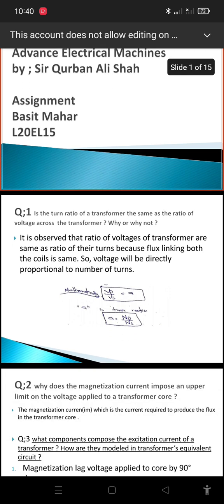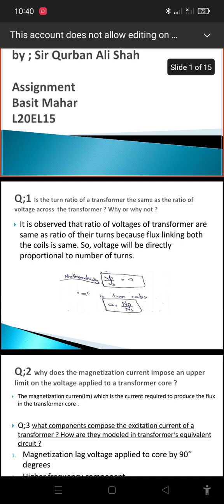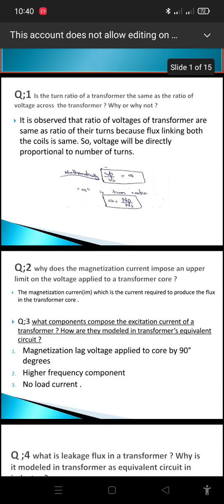In the turns ratio of a transformer, the ratio of voltage across the transformer, Vp over Vs, is the same. It is observed that the ratio of voltages of a transformer is the same as the ratio of their turns, because the flux linking both the coils is the same, so voltage will be directly proportional to the number of turns.